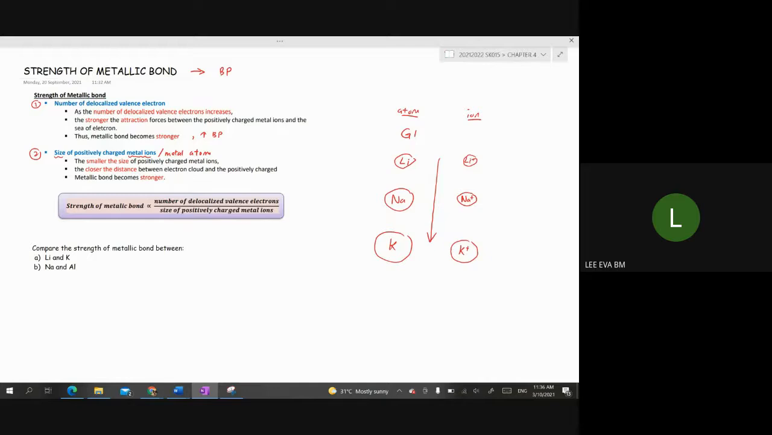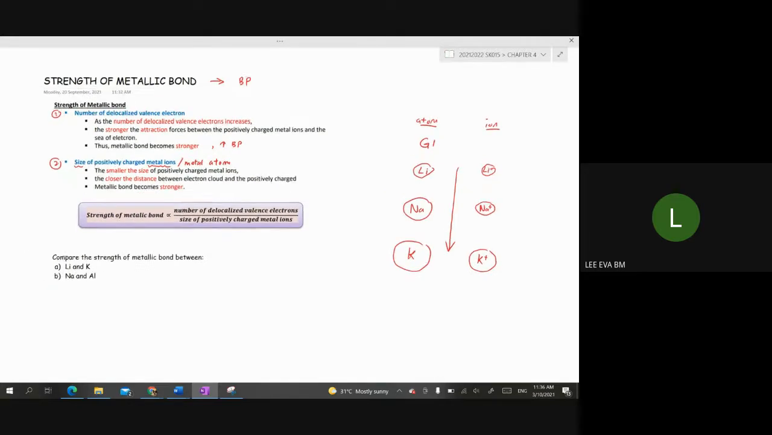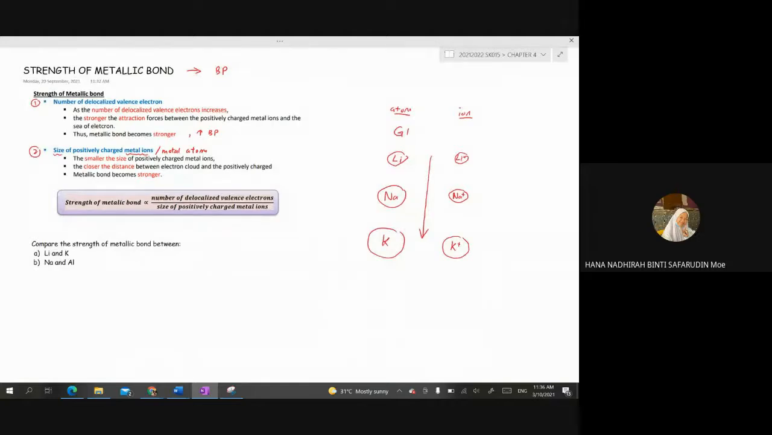Is that clear? Yes, madam, clear. Certain reference books talk about atomic size, certain reference books talk about ionic size, but both of these refer to the same thing. So when we talk about size, the smaller the size, the closer the distance between the nucleus and your electron cloud, therefore your metallic bond will become stronger. This is related to chapter 3 that you learned. Smaller the size, closer the distance or stronger the nucleus attraction, therefore the metallic bond becomes stronger.